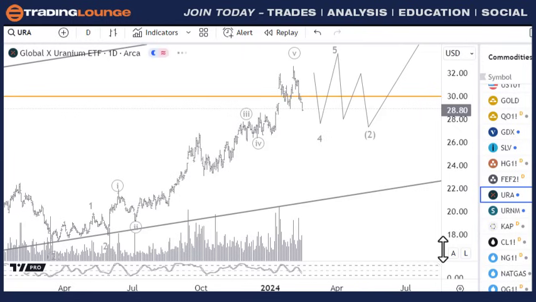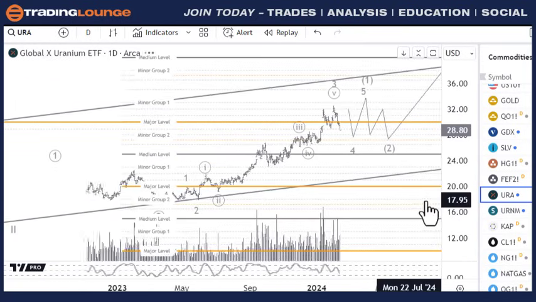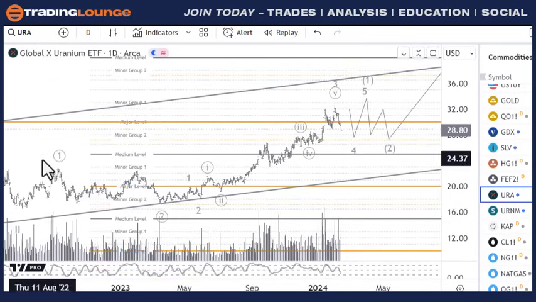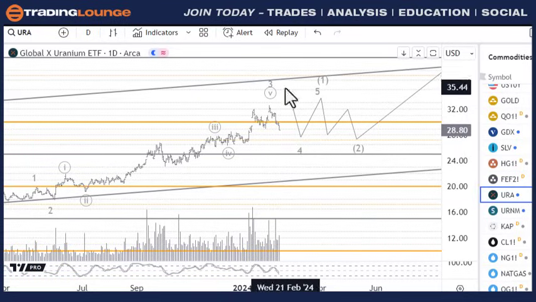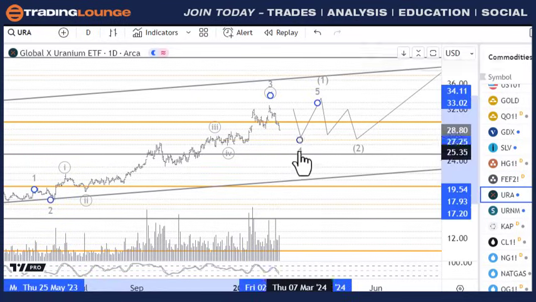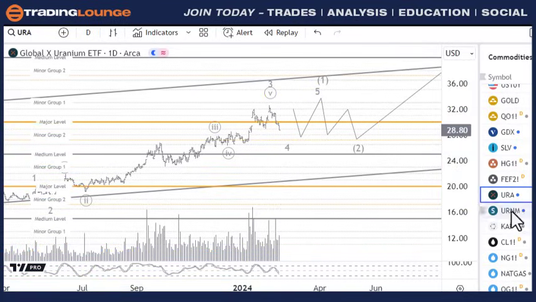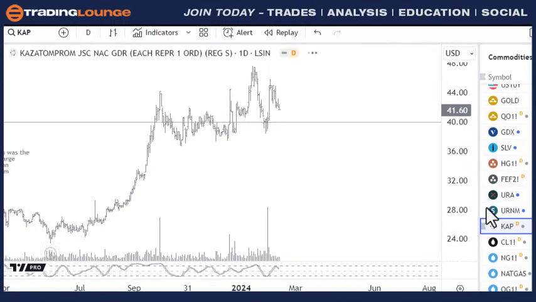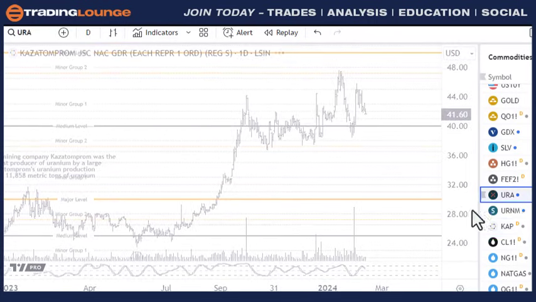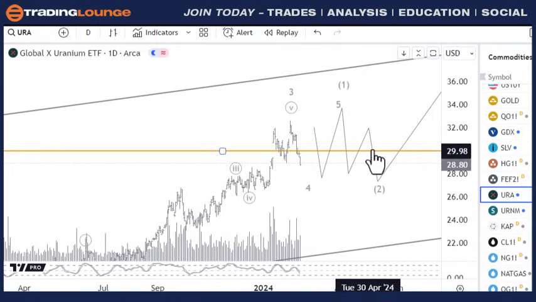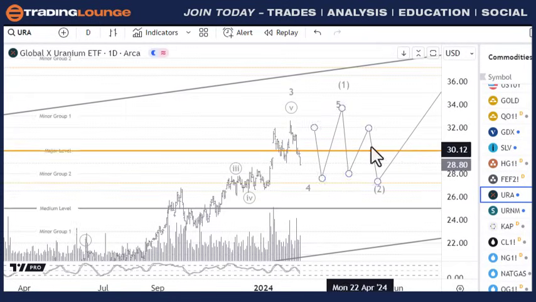And then we move over to uranium. With uranium here, we're looking at this move up here as wave three. So it's starting to move down here into wave four, which we saw the largest one here come down quite strongly at this point, so we can know that that's sort of on the right track. So I won't go into that. This is just going to play out across the 30 here within group one.